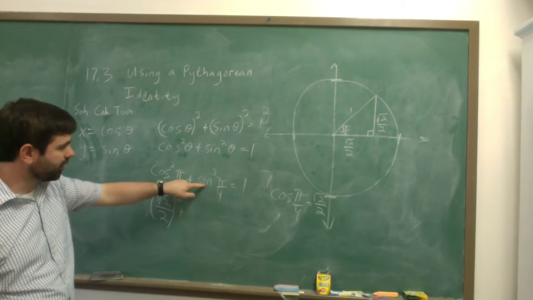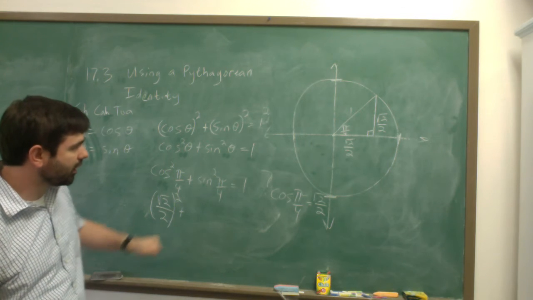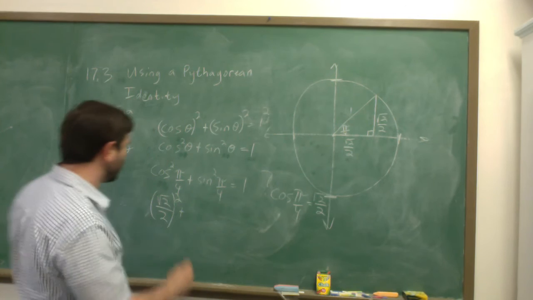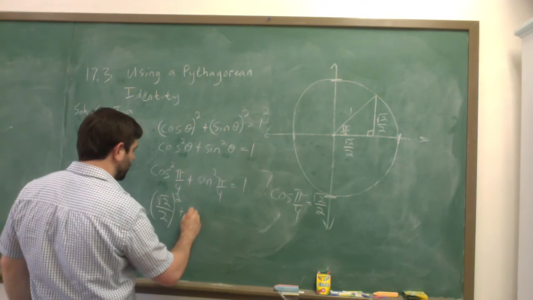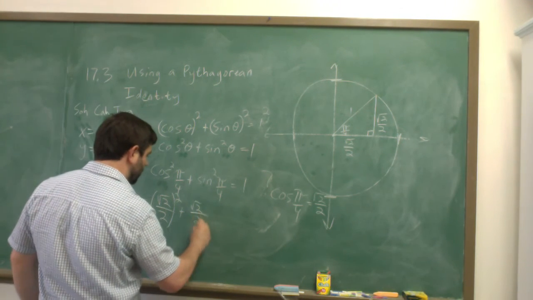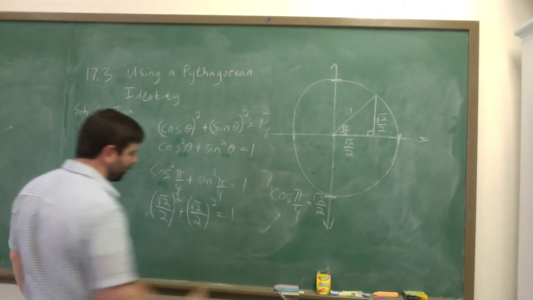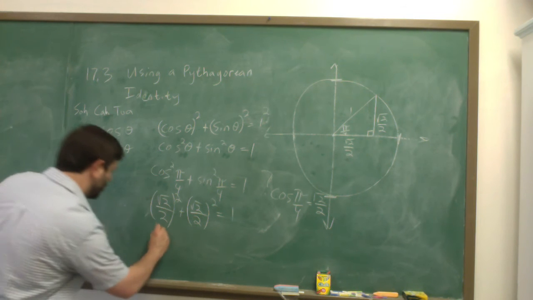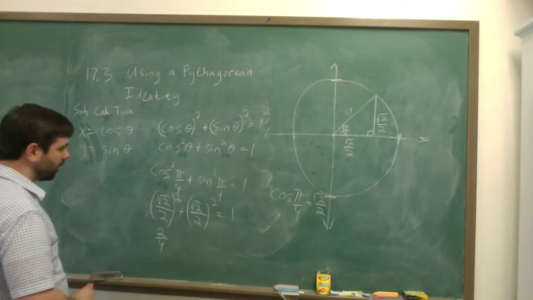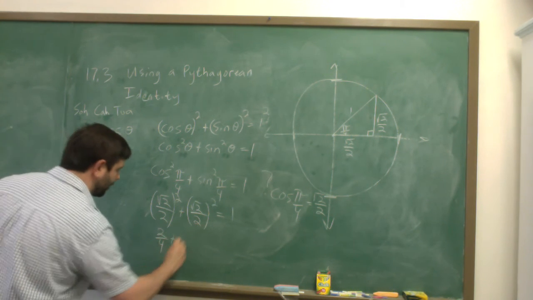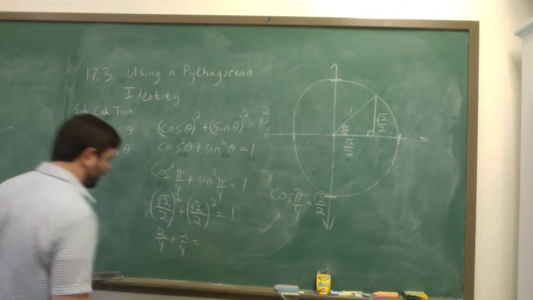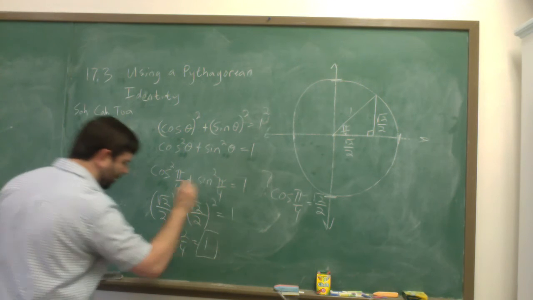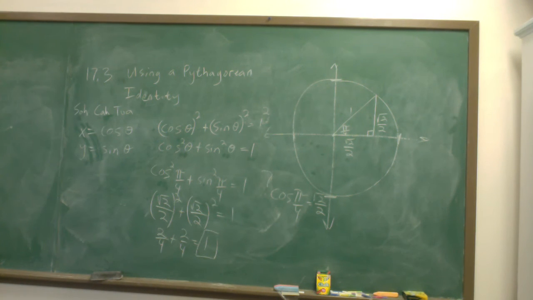Now we are going to take the sine of pi over 4 and square it. Sine is opposite over hypotenuse, root 2 over 2 over the hypotenuse is 1, plus root 2 over 2 squared, and we say this should equal 1. Okay, so we're going to have 2 over 4 there, plus 2 over 4, and that equals 4 over 4. That's 1. Okay, so our trig identity works in this case.